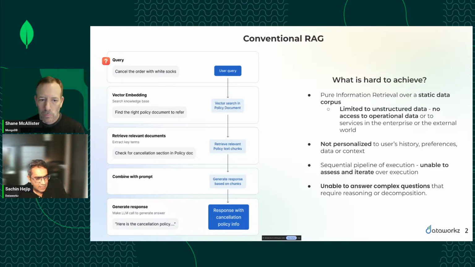So let's take a look at the example on the screen here on the left. The user asks a question: cancel the order with white socks. Now, that's a very specific question about a specific order. In a conventional RAG system that has access to perhaps only the policy document, the best that a conventional RAG system can do is to answer the question by saying, here's the cancellation policy, and now it's up to the user to apply it to their situation. You can't really get a situation-aware answer from the LLM because the RAG system doesn't actually have access to the order to be able to apply the rules onto the order.